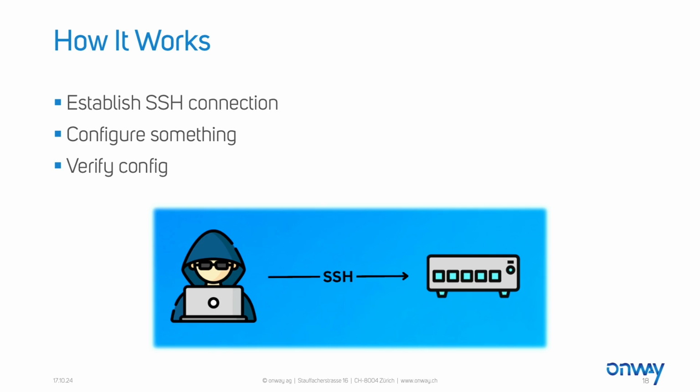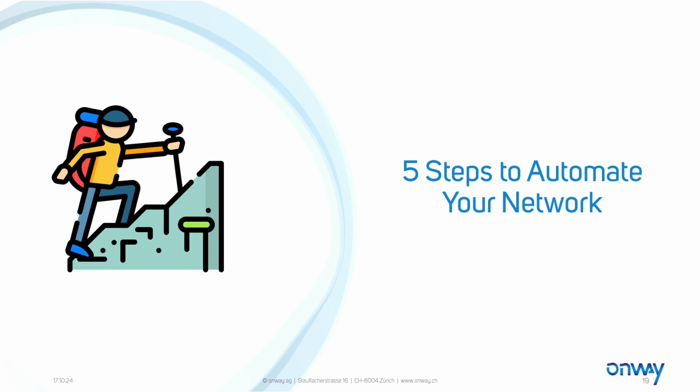And that's just the next step. So we send config commands and apply all the changes to a device. And the last step, after we configured all the devices, we need to do some verification and check if everything is working as expected. So without further ado, here are the 5 steps to automate your network using Netmiko.